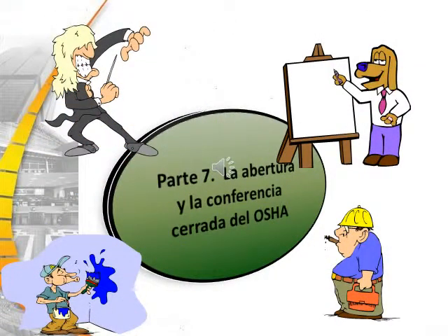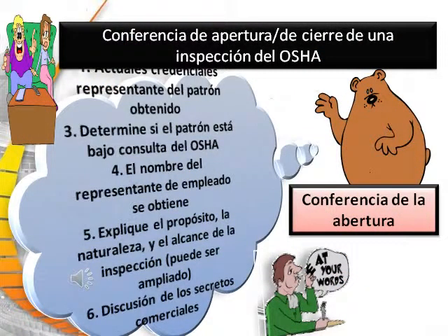Part 7, the opening and closing OSHA conference. At an opening conference, the OSHA compliance officer will present his or her credentials and give the name of the employee representative, which will be obtained by the CO. He or she will determine if the employer is under OSHA consultation. The name of the employee representative will be obtained at that time.